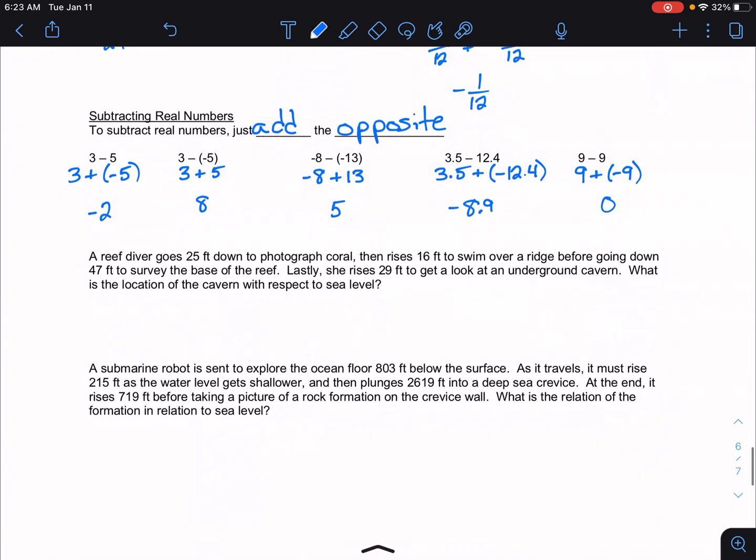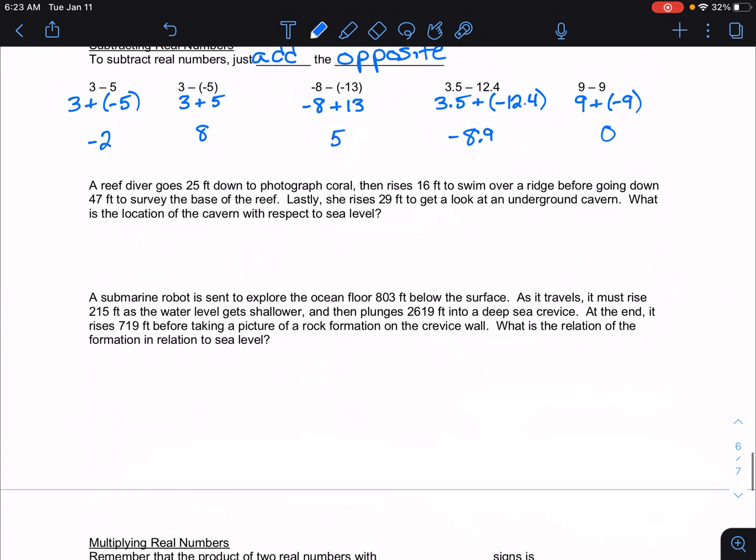Okay, let's take a look at a couple examples of using addition and subtraction in context now. It tells us a reef diver goes 25 feet down to the coral reef to photograph coral, then rises 16 feet to swim over a ridge before going down 47 to survey the base of the reef. Lastly, she rises 29 feet to get a look at the underground cavern. What is the location of the cavern with respect to sea level?